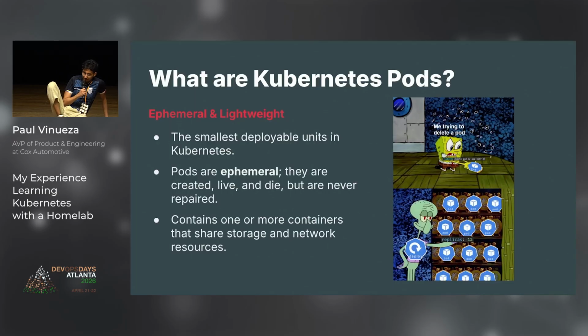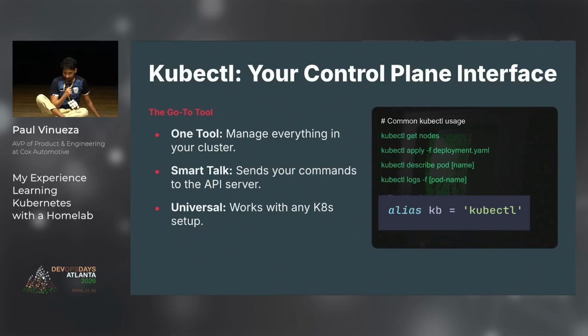So what are Kubernetes pods? They're like the atoms of Kubernetes. They're pretty much a bunch of containers, or they can be just one container if you want. But they're ephemeral, meaning they don't last forever. That's the key word. The kubectl, that's how you interact with the API. It's a CLI interface. I don't like writing kubectl every single time I want to do something, so I made an alias for it, KB.